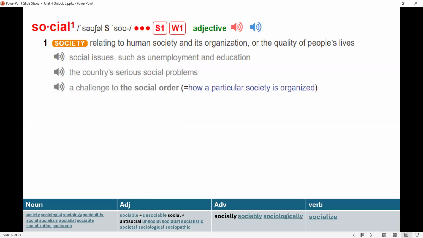Social. Social means society, relating to human society and its organization or the quality of people's lives. Social issues, such as unemployment and education. The country's serious social problems. So you can talk about social issues, social problems, and here the last one, a challenge to the social order. The social order means how a particular society is organized.